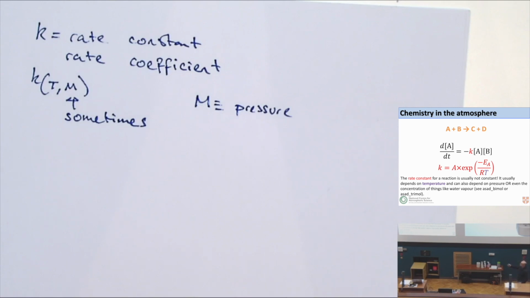In other words, what this A factor is, is the rate constant at infinitely high temperature, when we've got infinitely high kinetic energy. And these activation energies and A factors have all been calculated for us.